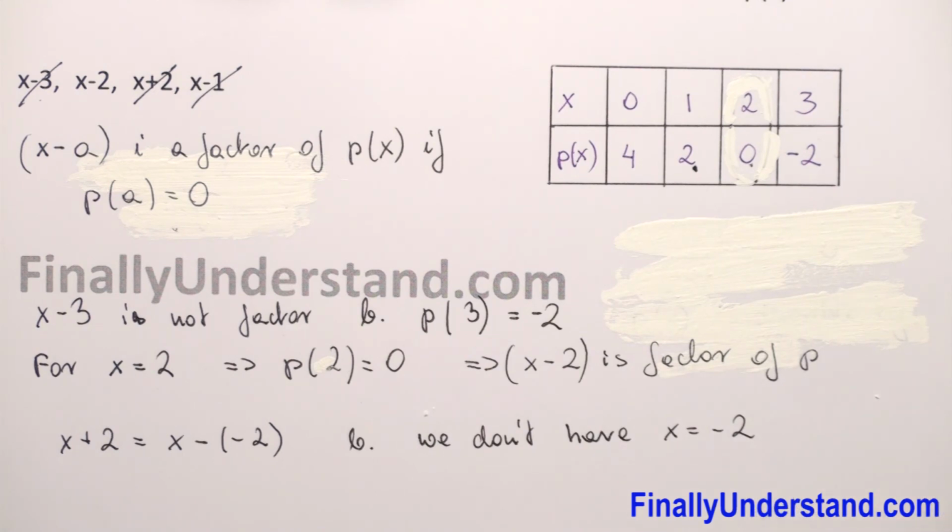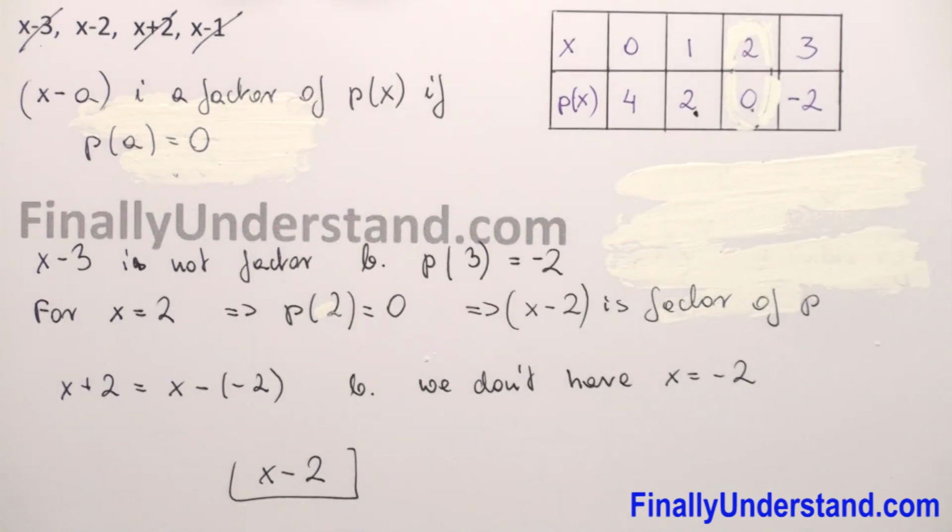So this is my solution. The answer is x minus 2 is factor of our polynomial p of x.